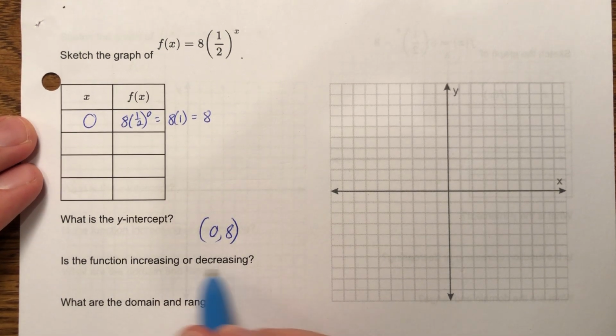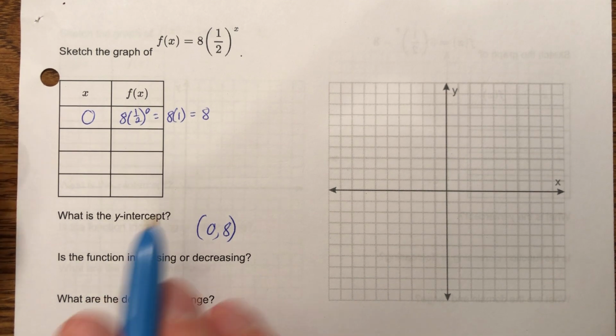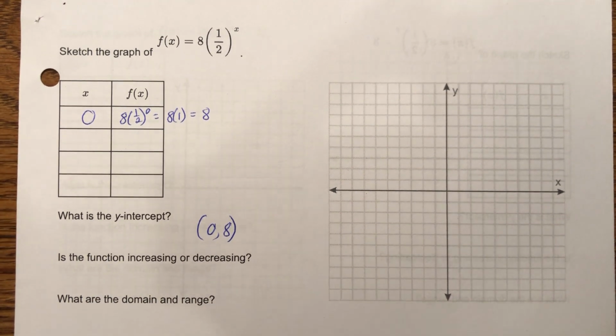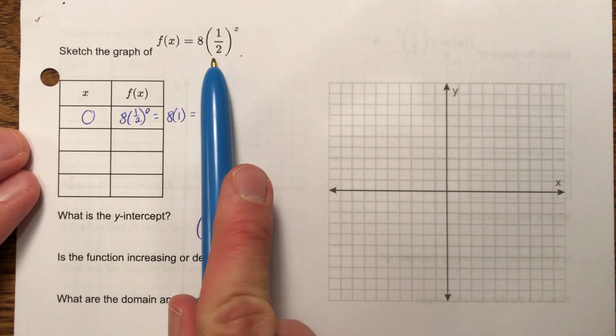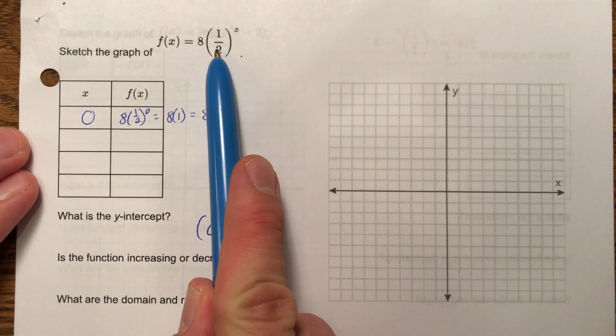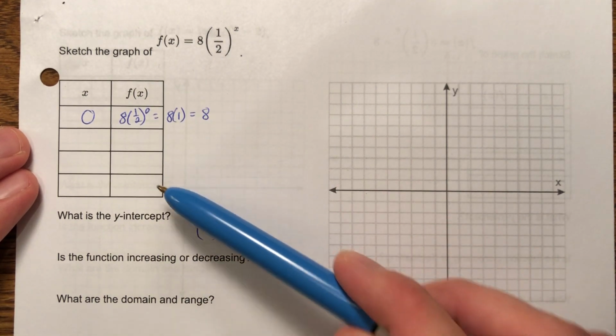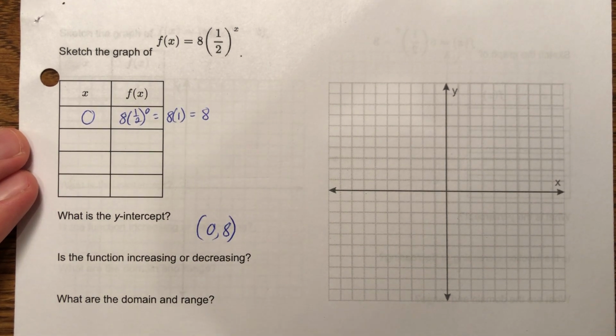Okay, I would love to answer this next one, but we don't know yet. Actually, you probably do. So let's glance at this. Let's not even finish the graph yet. Is the function increasing or decreasing? Well, this is the growth or decay factor. And as we move from one number to the next, we will be multiplying by 1/2. The numbers are going to get smaller. This one's going to be decreasing. But let's see it on the graph.